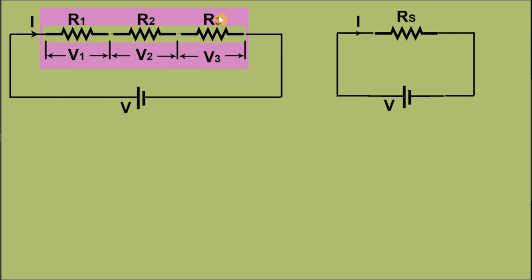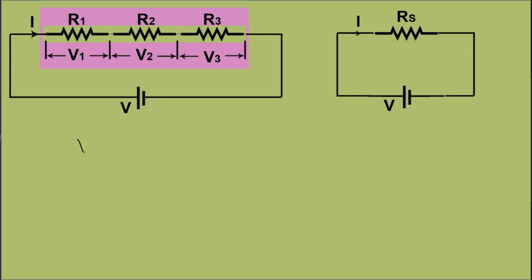These three resistances connected in series can be shown as a single resistance Rs. V is the voltage. As per the value of this voltage and depending upon the value of resistances, a current will be flowing through it. You can see that the current flowing through these resistances will be the same in all the three resistances, while the voltage depends upon the value of resistances.